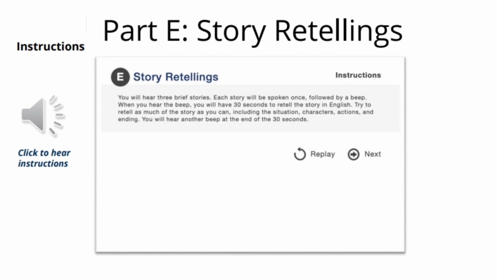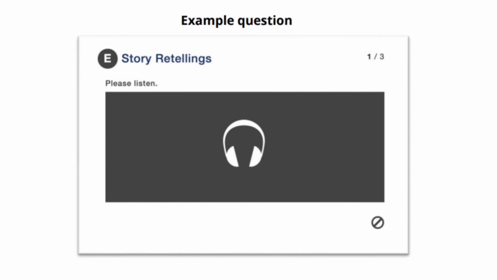Let's move on to our next section, story retelling. This section is pretty similar to what we have in non-voice Versant. In this section, you will hear 3 short stories. Each story will be spoken once, followed by a beep. When you hear the beep, you will have 30 seconds to retell the story in English. Let me share a sample story.